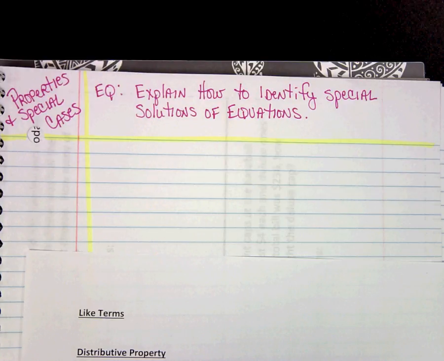In this lesson, we're going to be looking at some properties in solving equations, and we're also going to be looking at some special cases or solutions to equations. So first, please take a minute to set up your notebook and write down your essential question, and then you can restart the video and begin your notes.